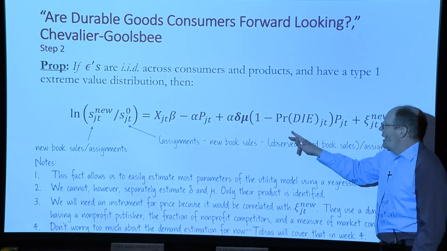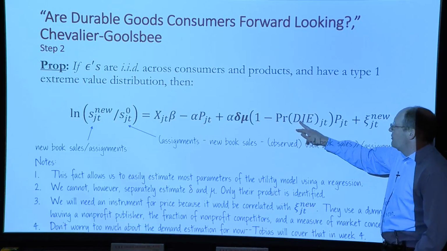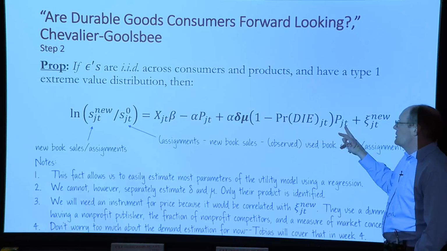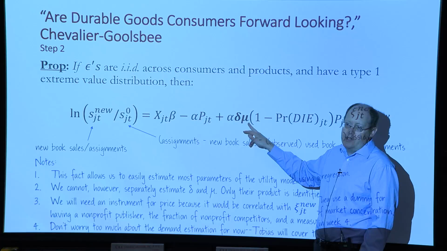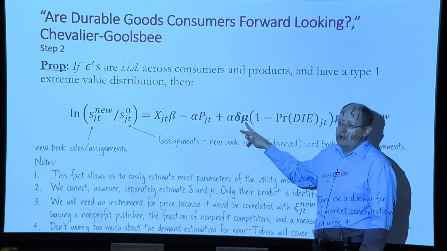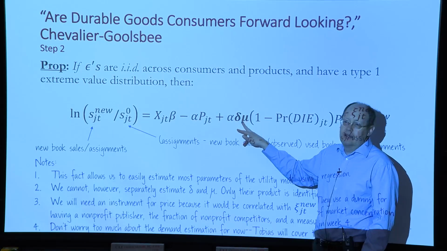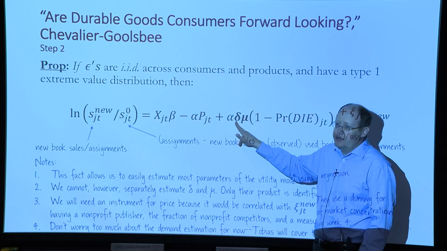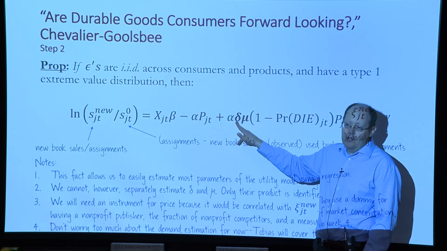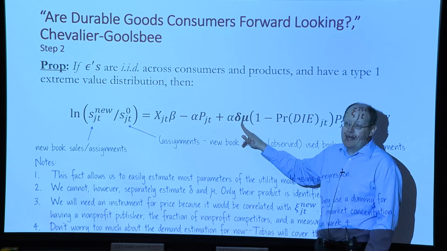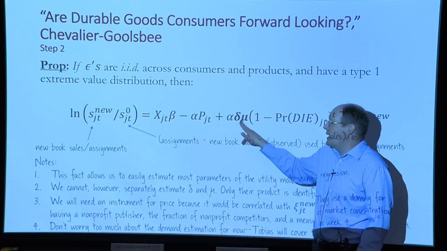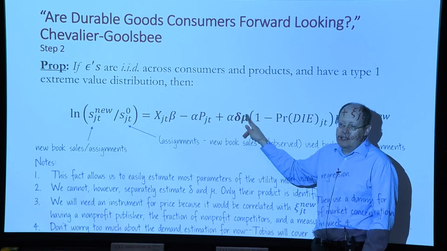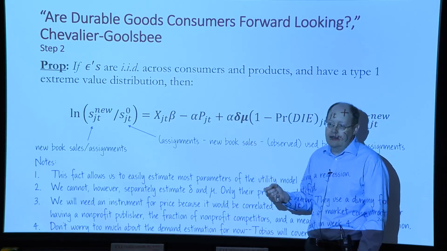The coefficient on the probability of survival times the price is going to give us alpha times delta times mu. So delta and mu are not separately identified. If I said delta was the key parameter of whether people are forward-looking, and mu was how much money they expect to get back when they resell the book if they're allowed to resell it, we can't separately identify this product. All we can do is estimate those two things multiplied together.